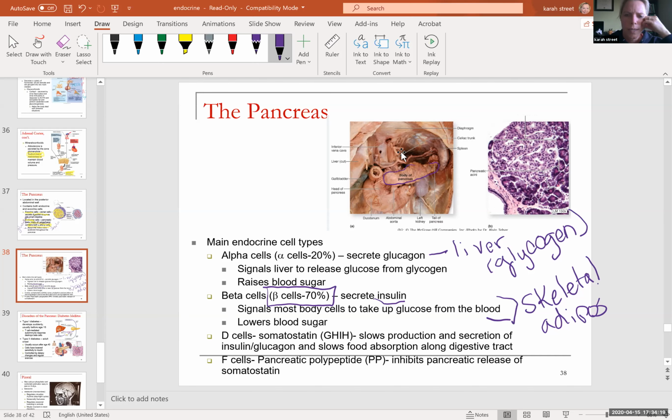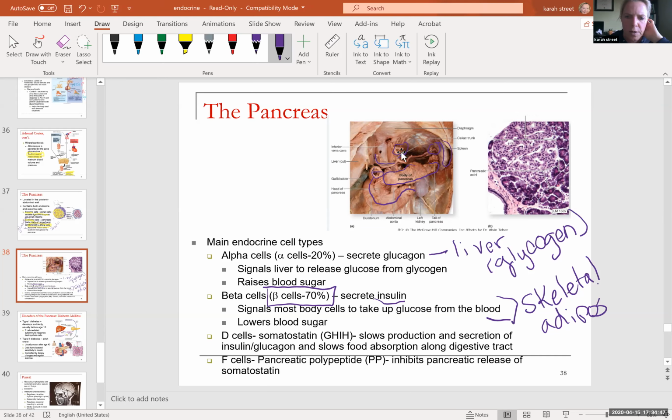Here is your celiac trunk with your gastric artery, your splenic artery. Here's the spleen out here, and then the hepatic artery going to the liver, which has been removed. And the stomach has been removed from this picture. This part right here, curving, is called the duodenum. It's the first part of your small intestine.